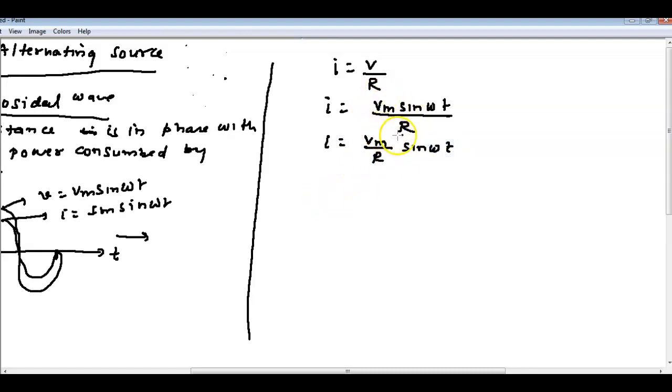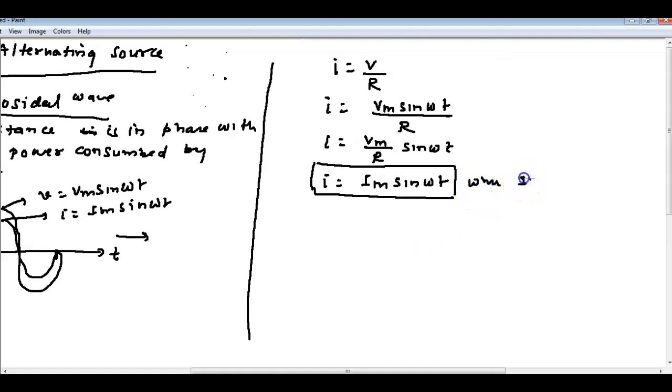Same thing I have written here. Okay, so I can write i is equal to Im sine of omega t. So current is also in sinusoidal waveform. Where I can write Im is equal to Vm by R.